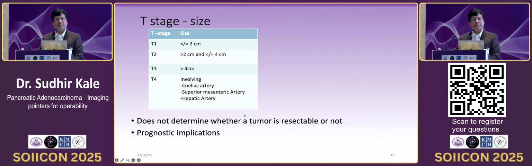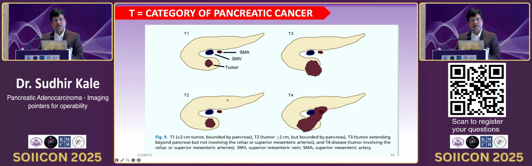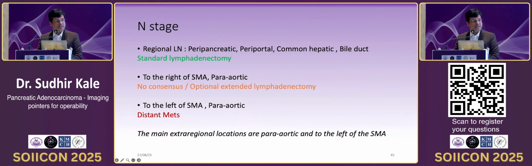To make it very simple, I just put T1 stage as less than 2 centimeters, 2 to 4 is stage T2, and T3 is more than 4 centimeters, and T4 are the ones where the celiac, SMA and hepatic arteries are involved. And this is the diagrammatic representation of that. And coming to N stage, there is a little bit of importance here.